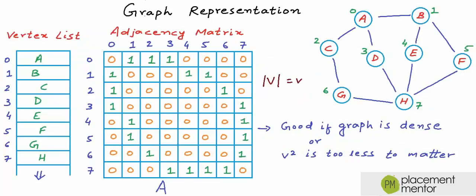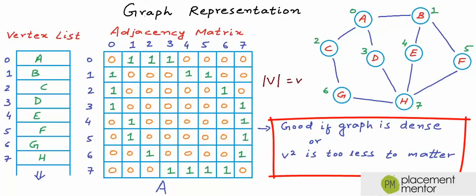Adjacency matrix is good when a graph is dense, that is, when the number of edges is close to the square of the number of vertices. Or sometimes when the total number of possible connections, that is V square, is so small that wasted space would not even matter. But most real-world graphs would be sparse and adjacency matrix would not be a good fit.